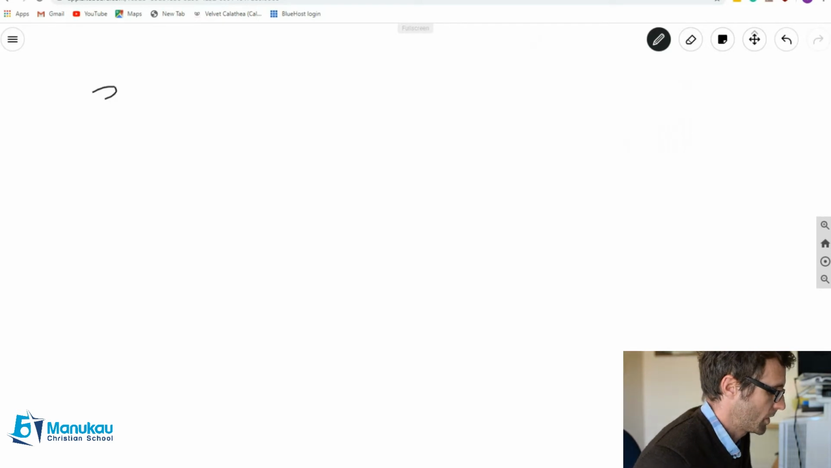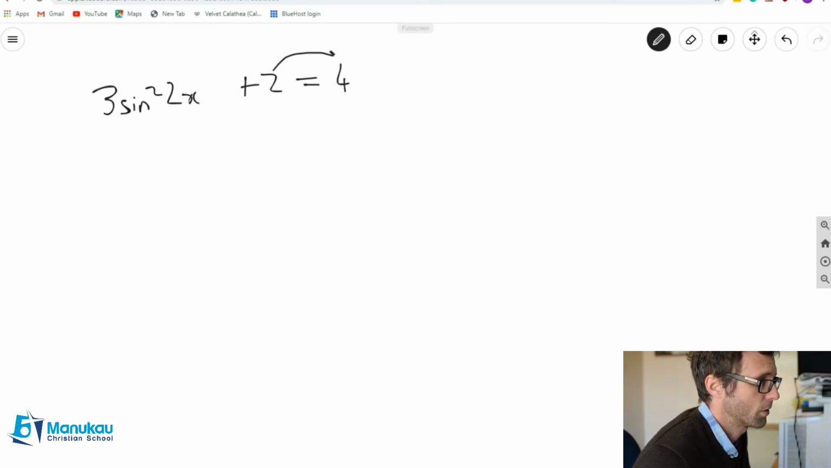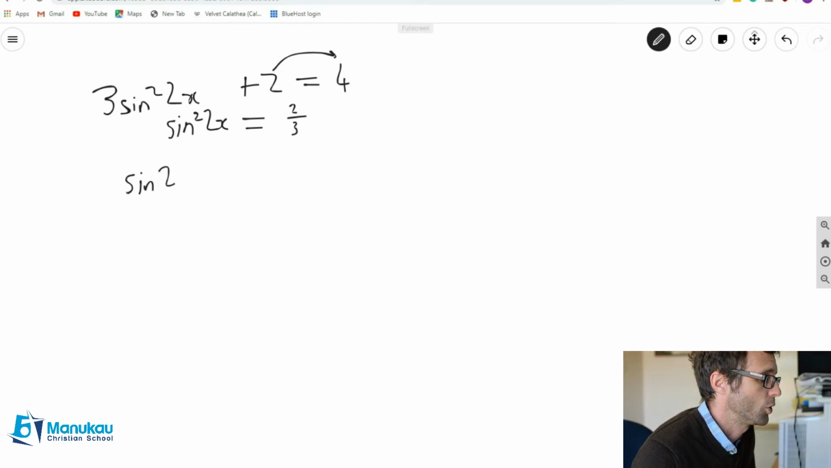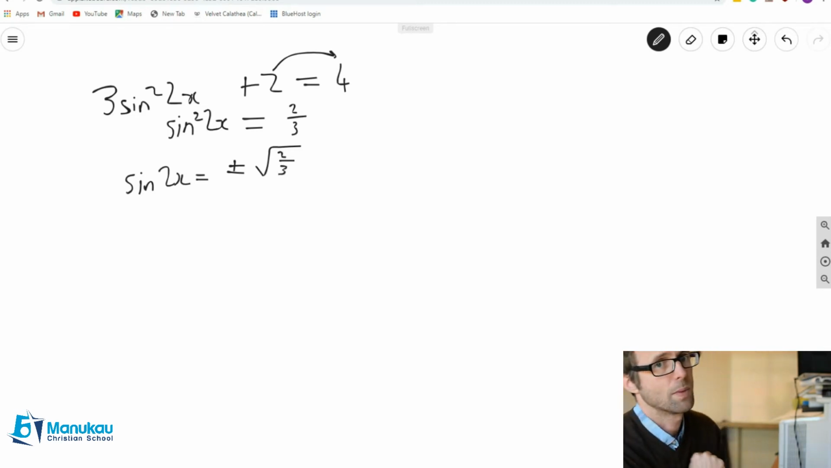So we're going to have 3 sine squared 2x plus 2 equals 4. Then we are going to pull this across to here, so that'll make it 2 on that side. Then we're going to divide everything by 3. So in our second line, I've skipped a bit, but I'm sure you geniuses will be with me on this, sine squared 2x is equal to 2/3. Now we need to take the square root of both sides, so we'll be left with sine 2x is equal to plus or minus the square root of 2/3. Hopefully that's making sense to you so far.